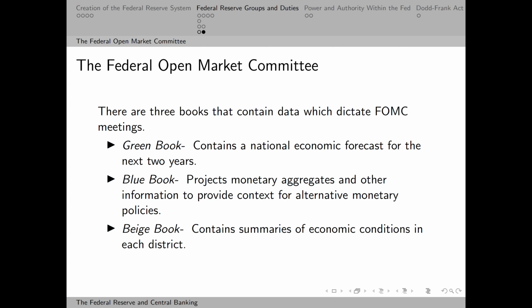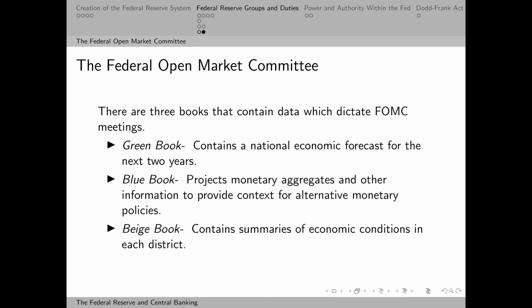And then the Federal Open Market Committee, you're going to hear a lot about data for the Federal Open Market Committee in the context of books, and there are 3 books that contain data that dictate FOMC meetings. There's the Green Book, which has a national economic forecast for the next 2 years. The Blue Book, which projects monetary aggregates and other information to provide context for alternative monetary policies. And then the Beige Book, which has summaries of economic conditions in each of the 12 districts.